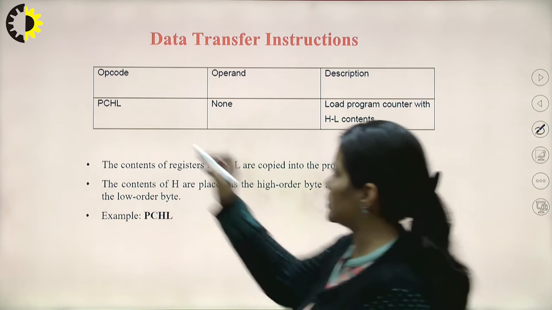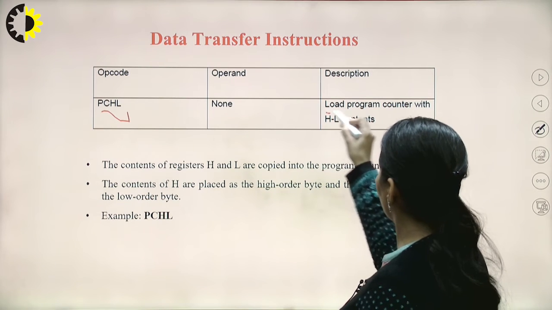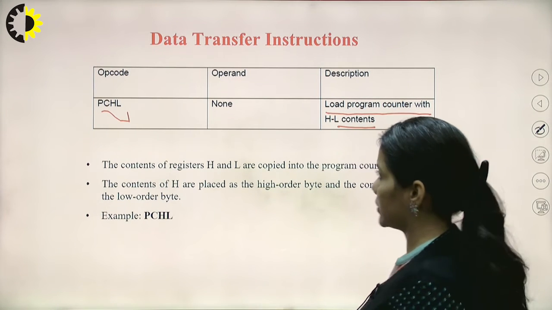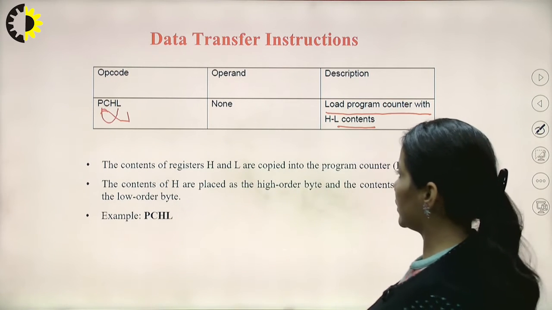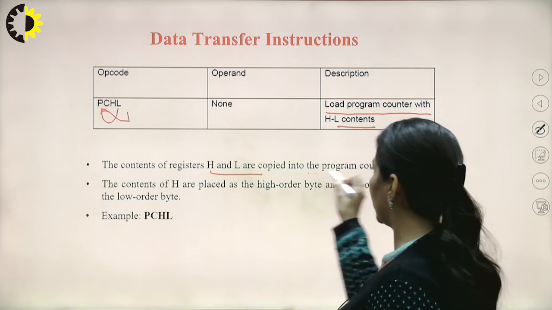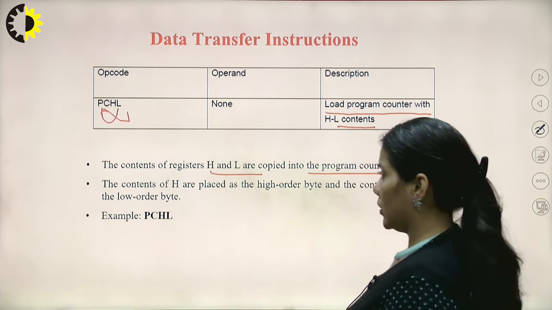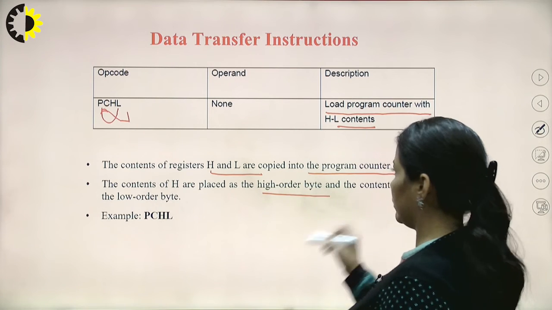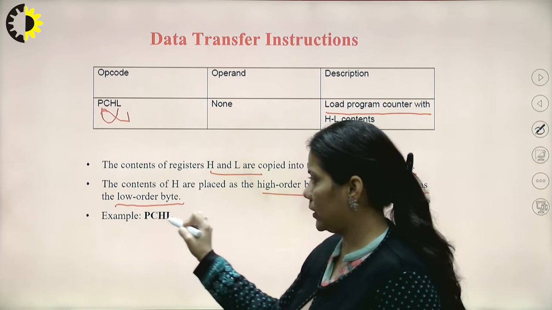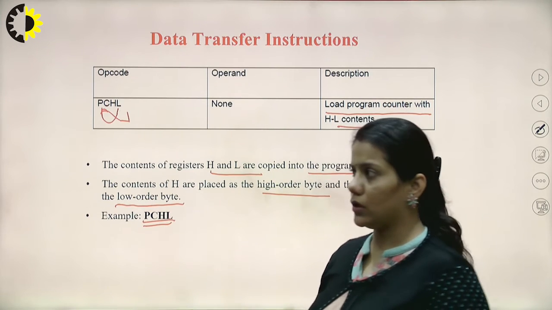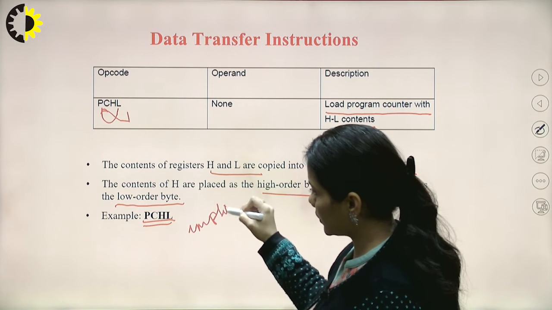Next instruction in this category is PCHL. It will load the program counter with the HL contents. So HL contents will be loaded into the program counter. The contents of the register pair HL are copied into the program counter. The contents of H are placed at the higher order byte and the contents of L are placed at the lower order byte. The example is PCHL only, no operand is given. Again, this is implied addressing mode.